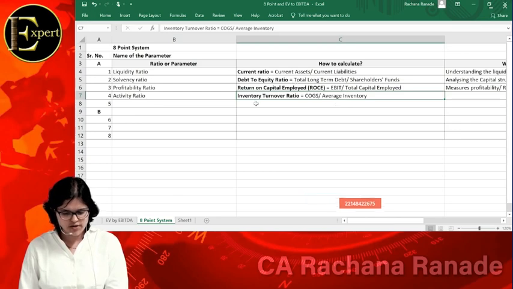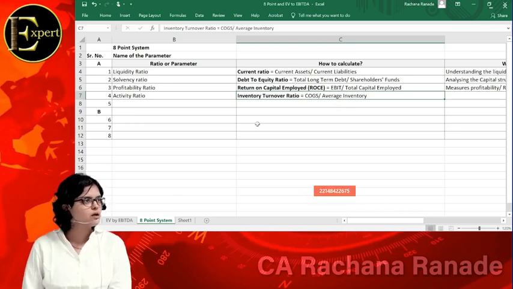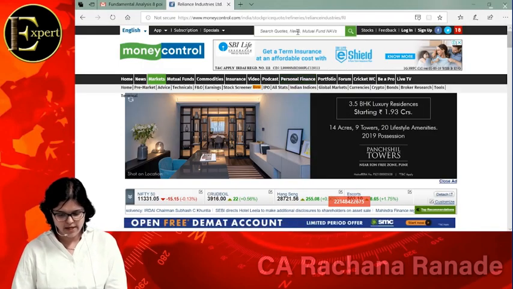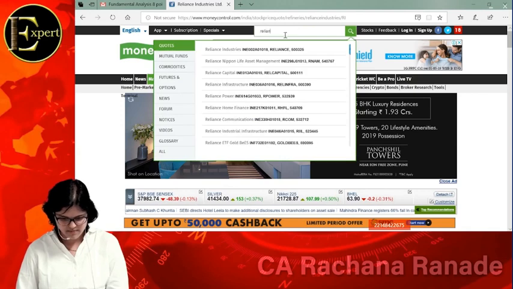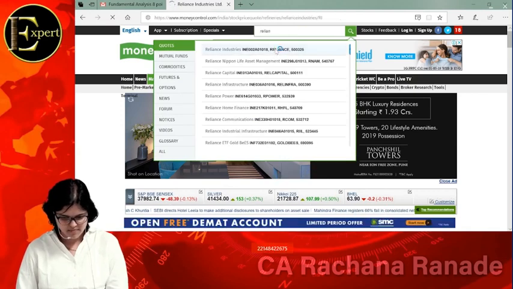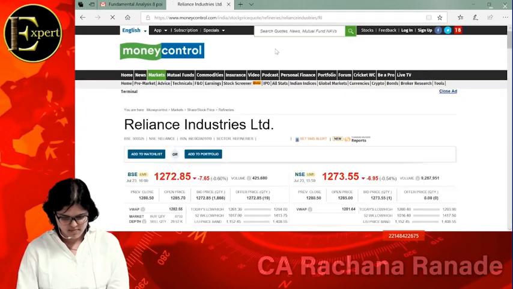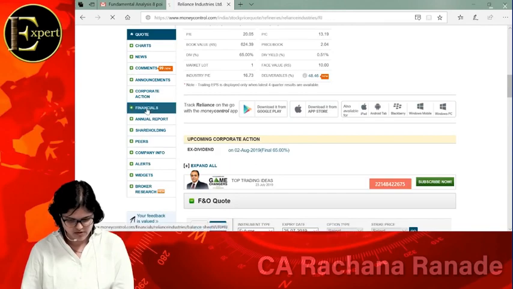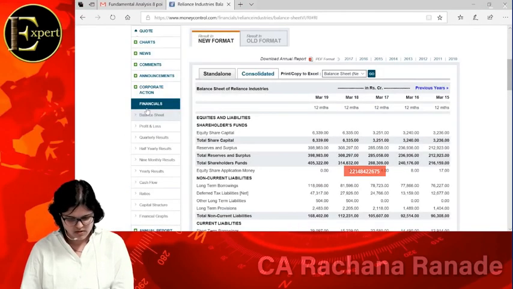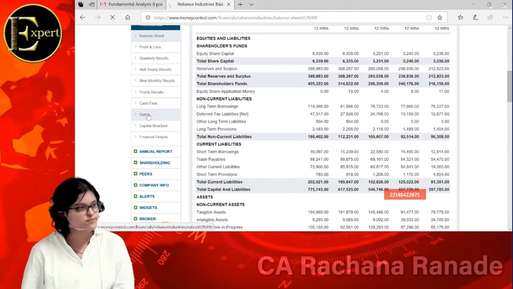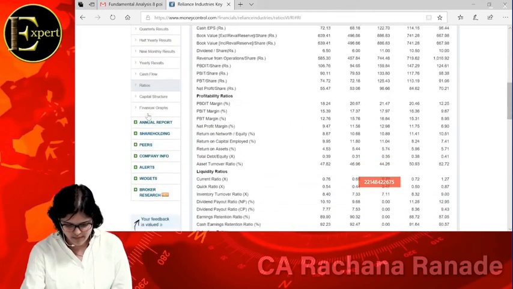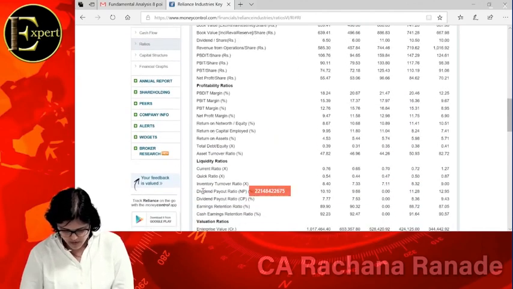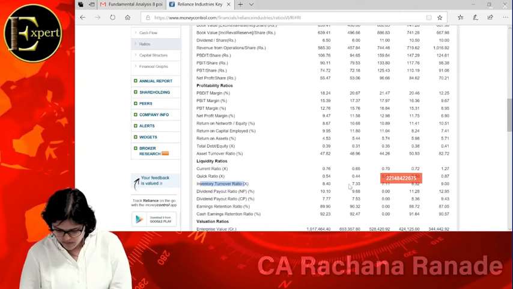Ajit, can we get this ratio ready-made? Where? If you remember in Moneycontrol, if I go to any company, let us say Reliance, we first go to which tab? Financials. In financials, we had these ratios. Inside ratios, you'll find many ratios. Like here we have an inventory turnover ratio. See, 8.